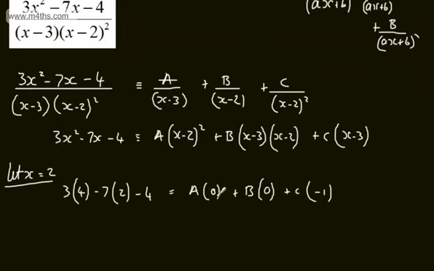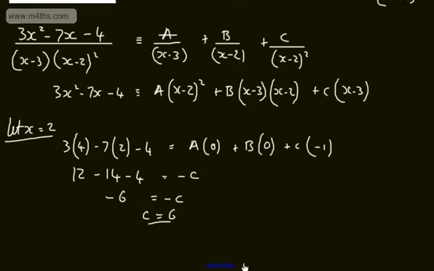So what does that leave me here? I've got now 12 minus 14 minus 4 is equal to minus c. So that's minus 18 plus 12, that's minus 6, and minus 6 is equal to minus c, so c is equal to 6. Okay, so we've done that part, that's cool.